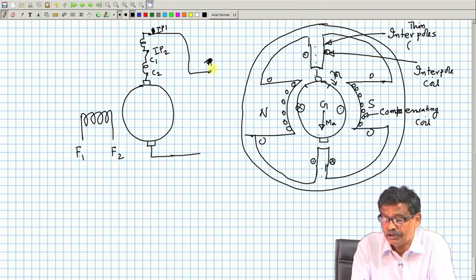I mean effectively to the load, then this will be the thing.